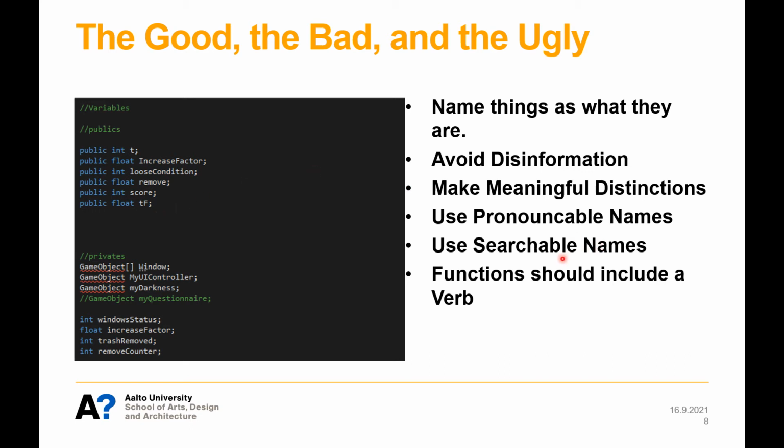Use searchable names. Lose condition here. If it is in fact the condition where the player will lose, and you will try to find out, oh, where is the part of the code where the lose condition is defined, and you're trying to search for it, you will not find it in your code. That's why it should be written correctly. And if you have functions, they should include a verb. We look at functions in the next video.